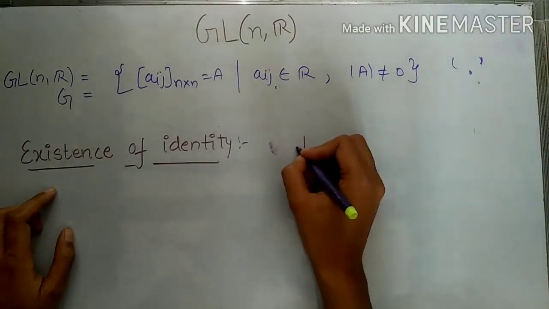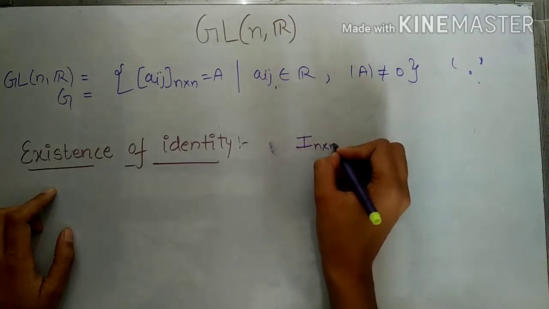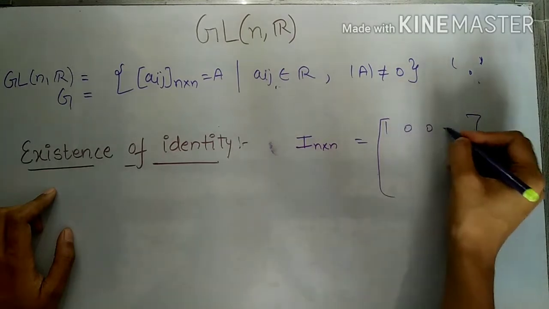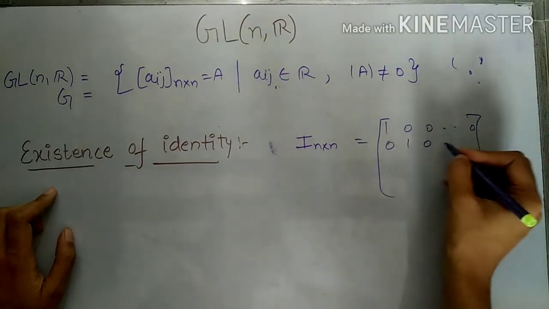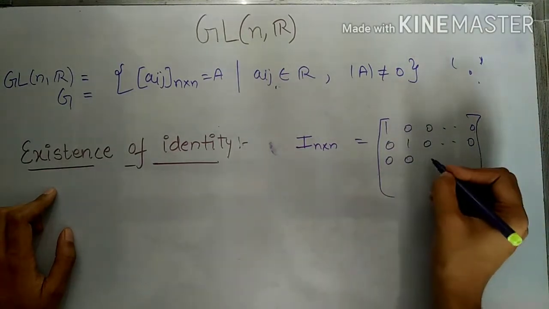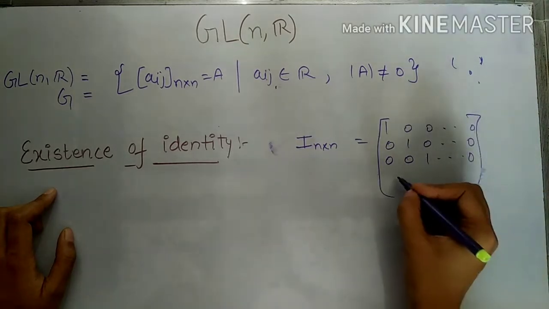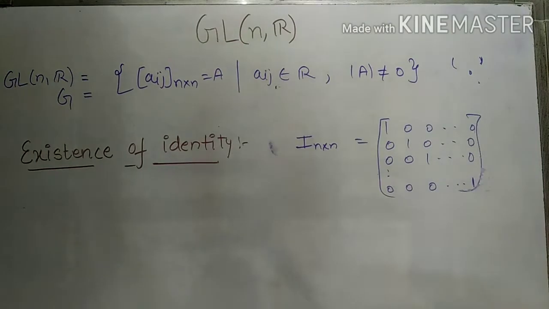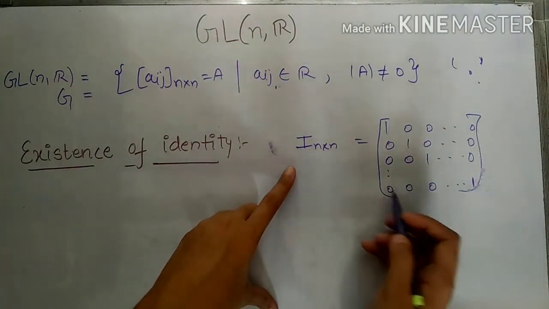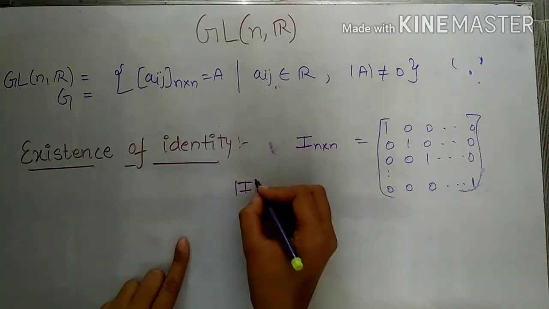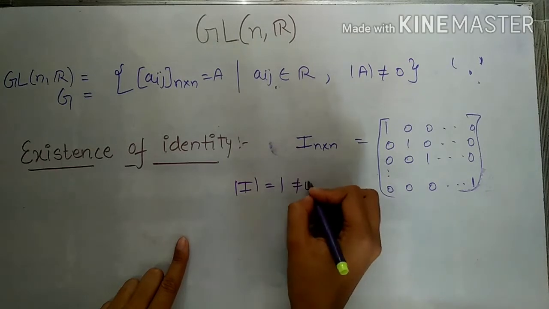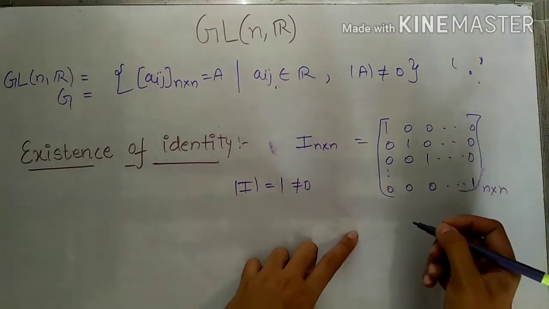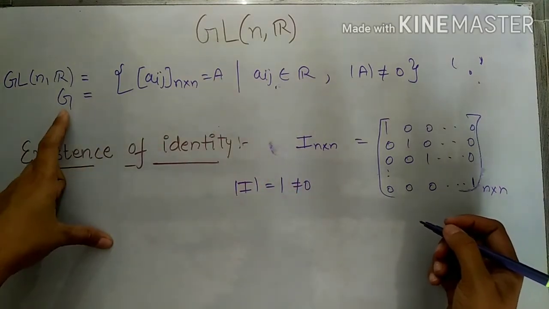If I take any identity matrix of order n by n, that is like this. You know what an identity matrix is? There are only diagonal elements and all of the diagonal elements are 1. We know the determinant of this identity matrix is always 1, that is not equal to 0, and this is an n cross n matrix. So what we get is that I belongs to set G.